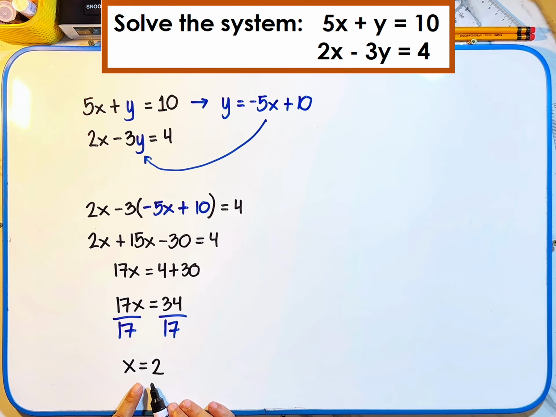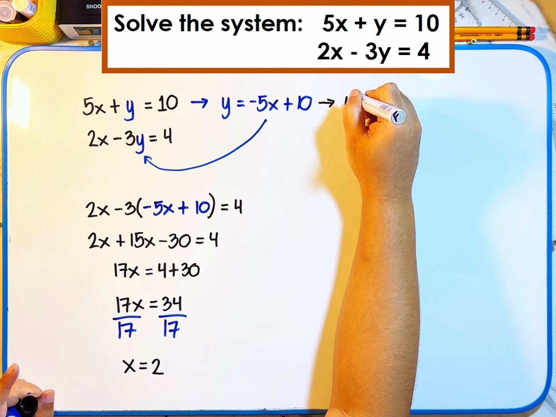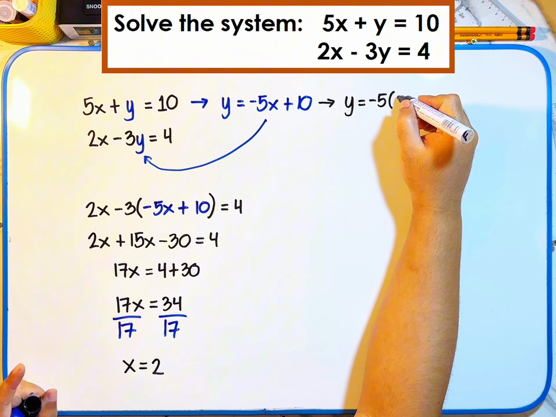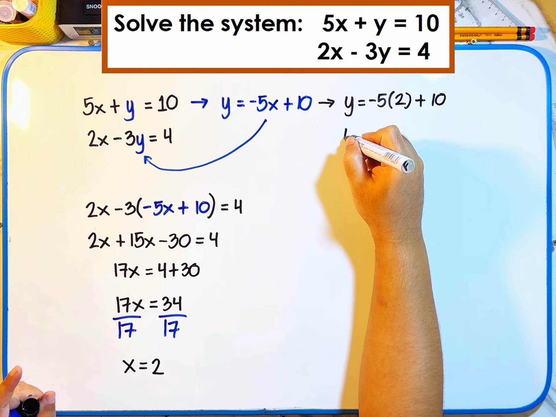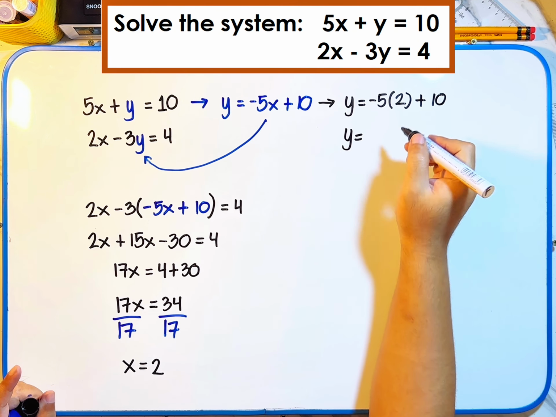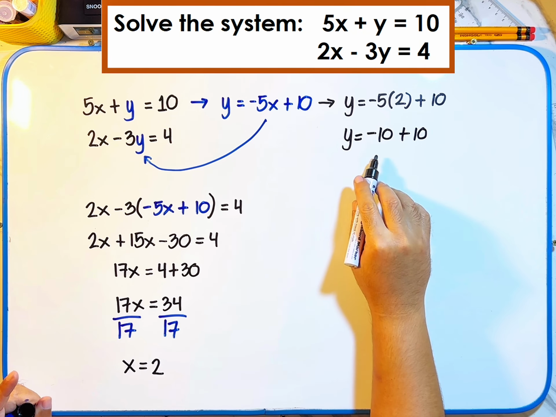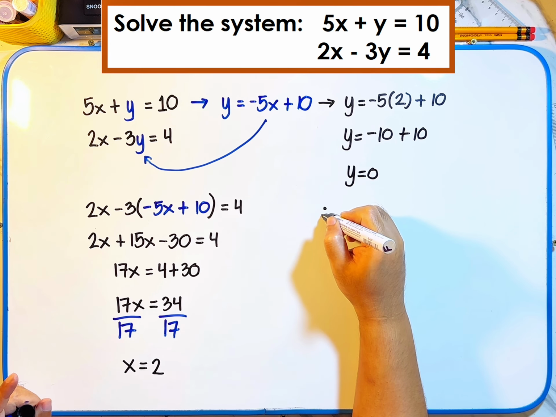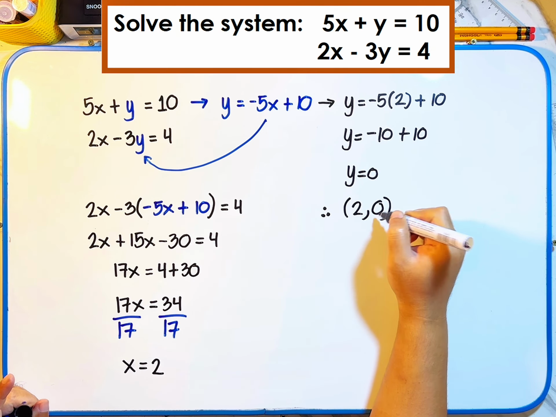Next, we will plug this x value into this equation. We have y equals negative 5x, and x is equal to 2, plus 10. Negative 5 times 2 is negative 10. And negative 10 plus 10 is 0. So y equals 0, which means the solution is the point 2, 0.